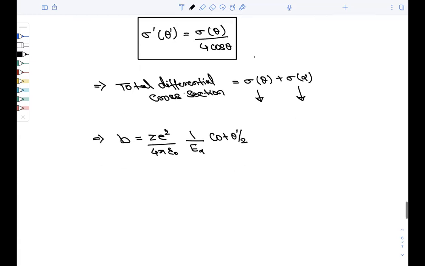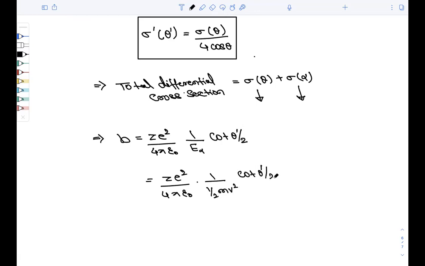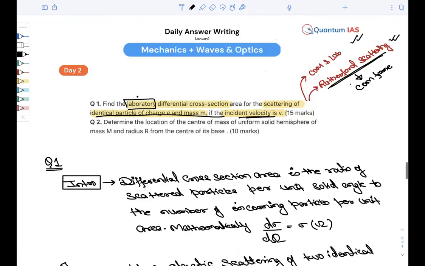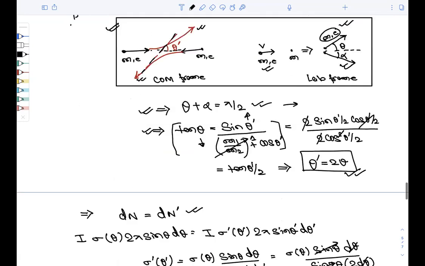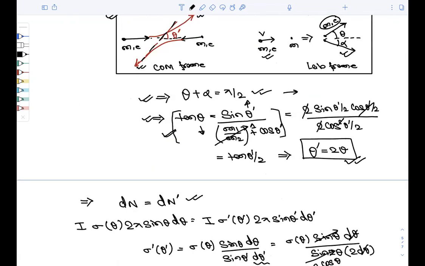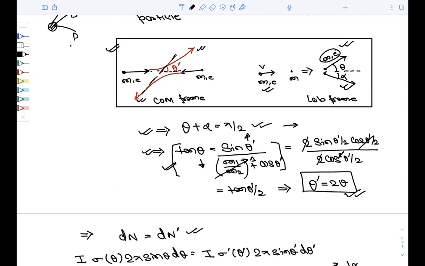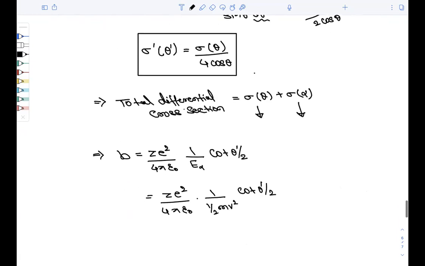So now put the values, Z1, right? Because it is the same. So Z e square over 4 pi epsilon naught and it is half m v square cot theta dash by 2. See the question, they have given that the incident velocity is v. Okay, see this, why we have used only theta, I have already explained, right? Because if you see the center of mass and lab, this is the transition. Let's see what was in this. Okay, so put this, it will become, 2 by 2 cancels, Z tends to 1.